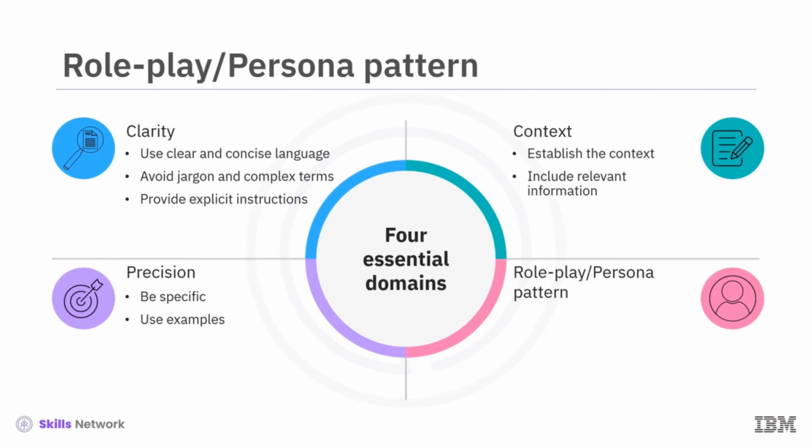Finally, let's discuss the last dimension, which is roleplay or persona pattern. Prompts written from the perspective of a specific character or persona can help the model generate responses aligned with that perspective. Essential contextual details enable the model to effectively assume a particular role. So if you're requesting the model to reply from the standpoint of a historical figure, a fictional character, or a specific profession, then provide contextual details.